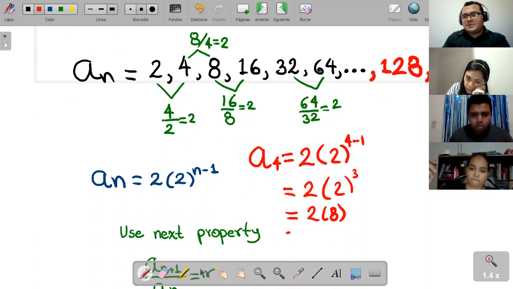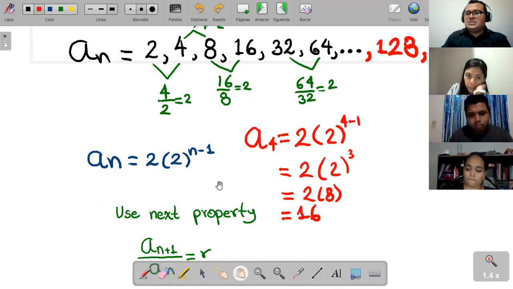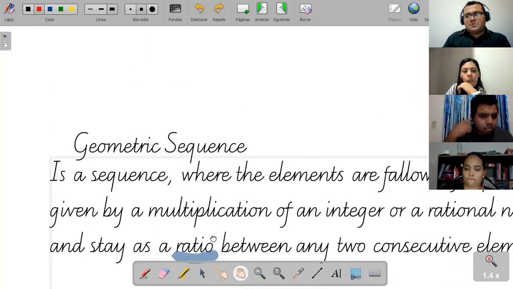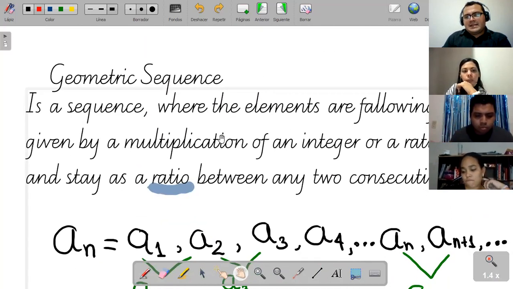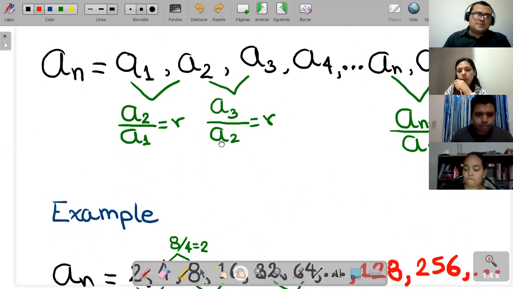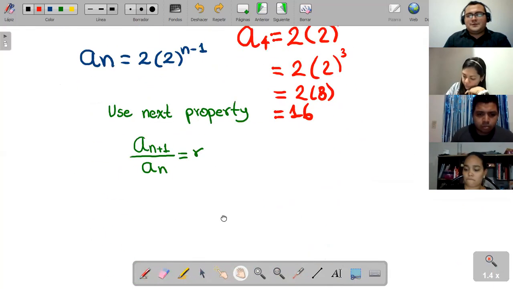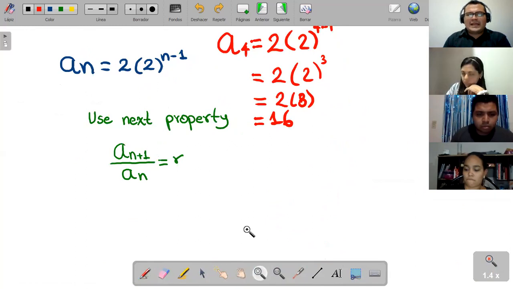As you can see here, we describe all those values with this formula, which means that now we can check if this is a geometric sequence, which is what we want. The rule says that what stays between those values is always a ratio. We already discovered that the ratio between them is 2, because you get the next one. Okay, let's see it.